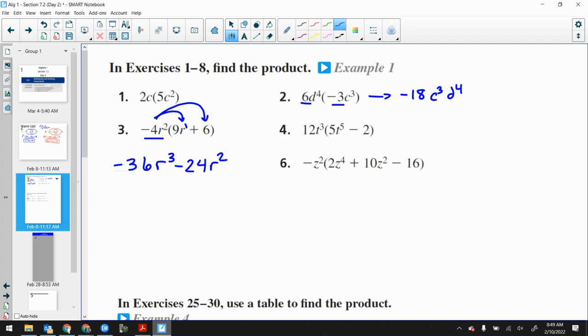And then number 6. Okay, let's distribute here. Negative z squared times 2z to the 4th is a negative 2z to the 6th, add exponents. And we have a negative z times 10z squared, so negative 10z to the 4th, add exponents. Negative z squared times a negative 16. Oh, all right, so the only thing that combines here is a negative and a negative makes a positive. And then I just have to carry through everything else. Does that make sense? Questions?